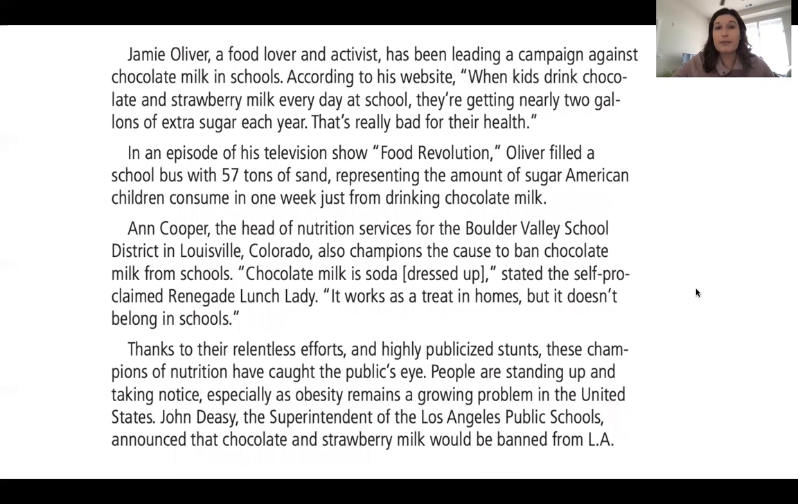Jamie Oliver, a food lover and activist, has been leading a campaign against chocolate milk in schools. According to his website, when kids drink chocolate and strawberry milk every day at school, they're getting nearly 2 gallons of extra sugar each year. That's really bad for their health. In an episode of his television show, Food Revolution, Jamie Oliver filled a school bus with 57 tons of sand, representing the amount of sugar American children consume in 1 week just from drinking chocolate milk.